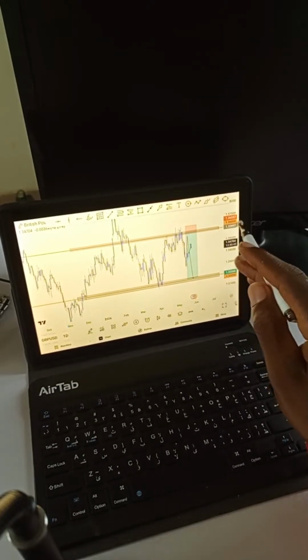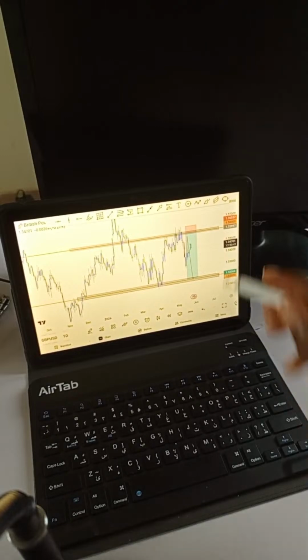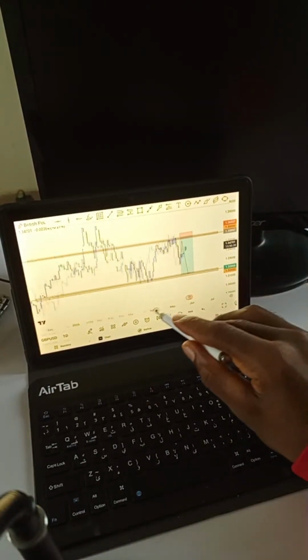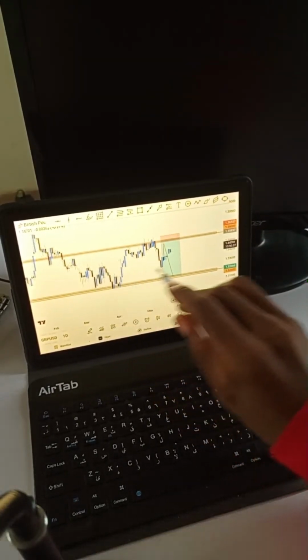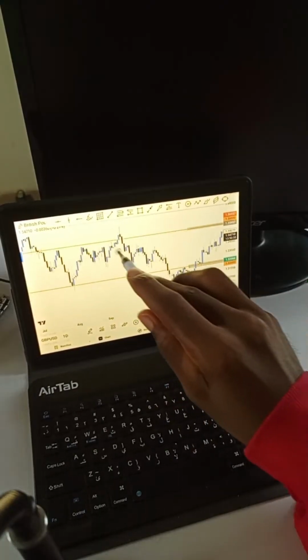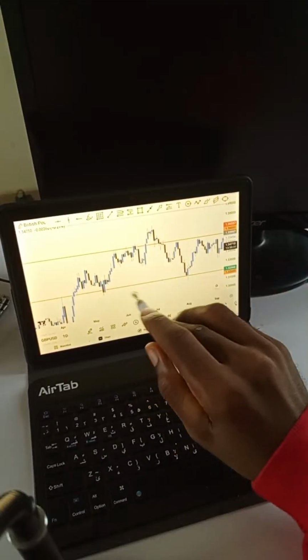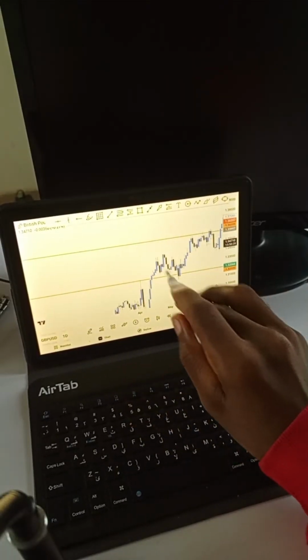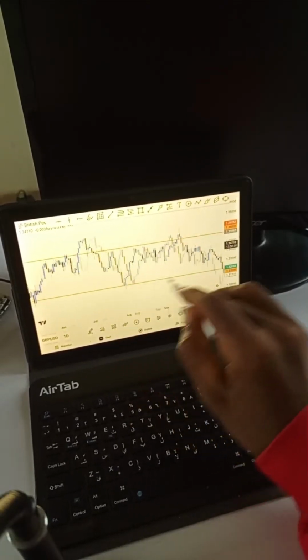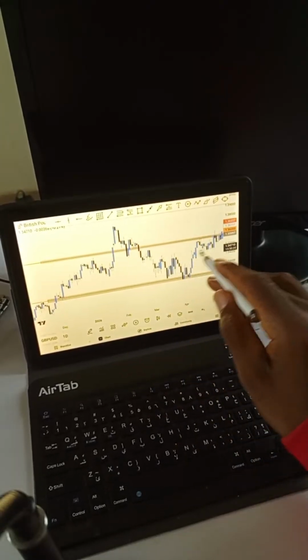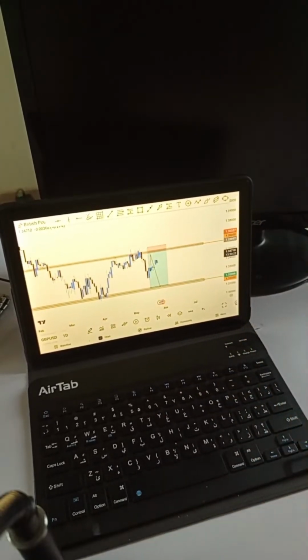So we mark out the zones because it's considered a zone, not just a line. So if you see historically, whenever price gets to these levels, what happens? It reacts, reacts, reacts. Even if you go back in time, you'll see that whenever price gets to those zones, it reacts. So those are the strong zones we are looking at right now on GBP USD.